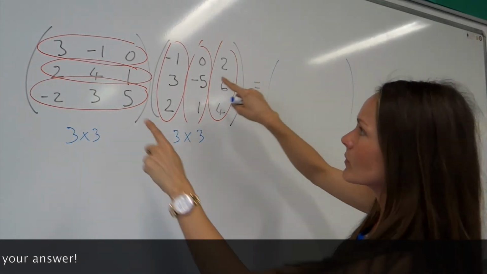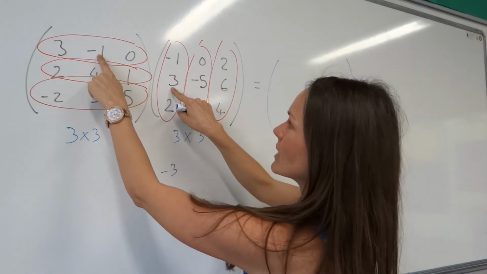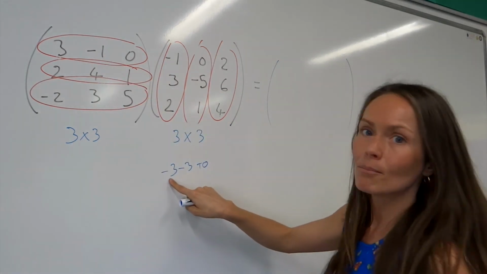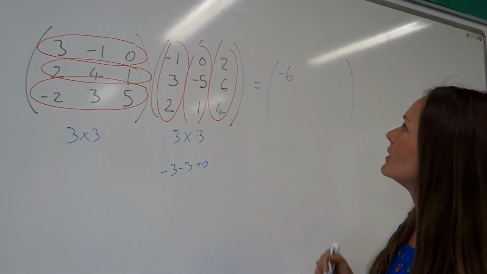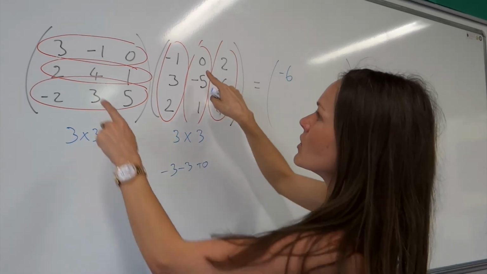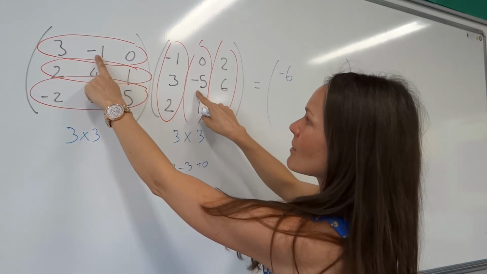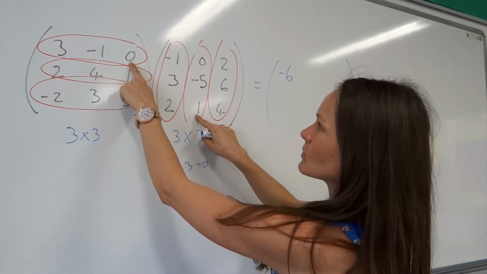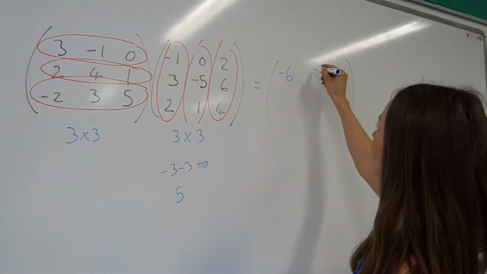So for the first one, 3 times minus 1, which is minus 3, plus minus 1 times 3, which is also minus 3, plus 0 times 2, which is 0. Well, minus 3 plus minus 3 is just going to give me negative 6. Okay, so that's the first one. Now for the top middle element. So I'm using the top row and the middle column. So I've got 3 times 0, which is just 0, so I won't worry about that one. Minus 1 times minus 5, which is positive 5. And 0 times 1, so again, that last one's just 0. So the only one that counted there was positive 5.